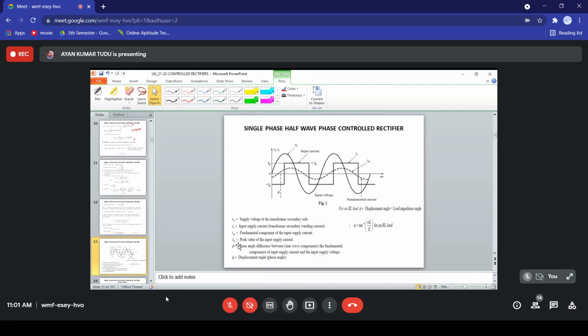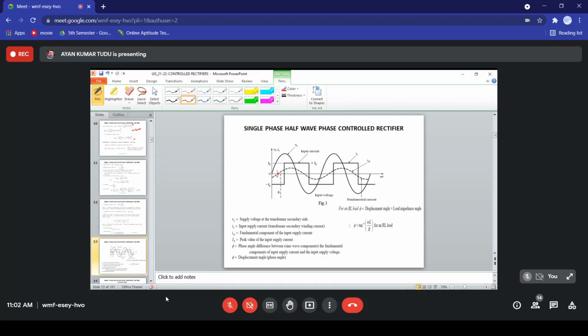Okay, so what is our IP? As you can see, IP is the peak value of the input supply current. Then we have the phi, as you can see here. So phi is the phase angle difference between the fundamental component of the input supply current and the input supply voltage. Okay, so this phi, actually this line should be around somewhere here. You can understand that it should be around here. So this should be phi actually. From where I have copied it, they have written it this way. But I can understand that the difference between the fundamental component of the input supply current and the voltage is the phase angle difference phi.